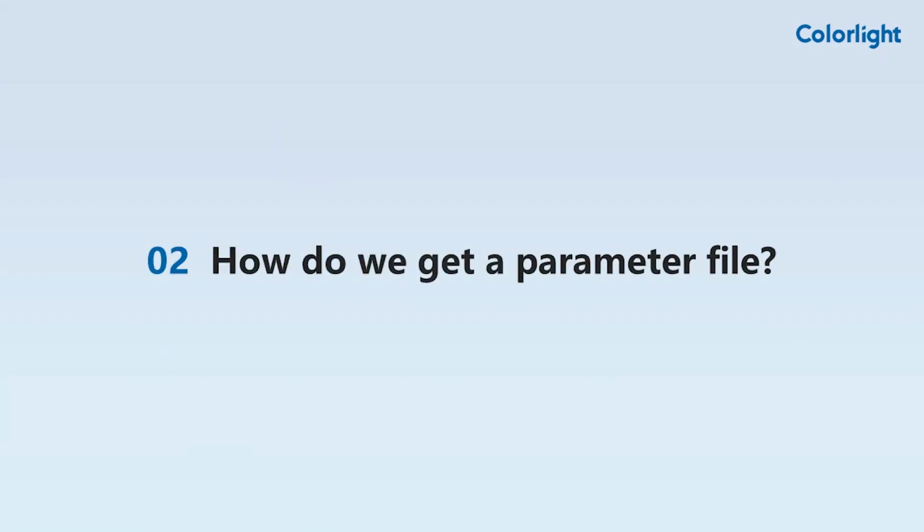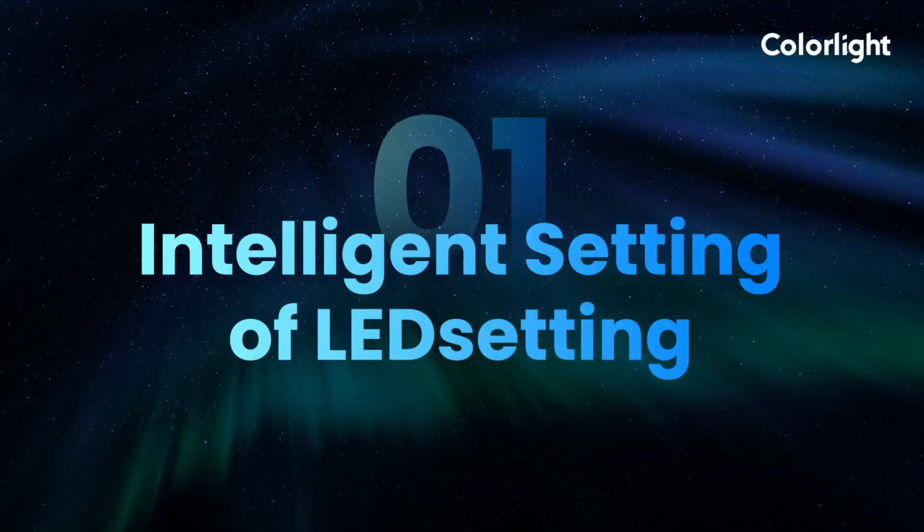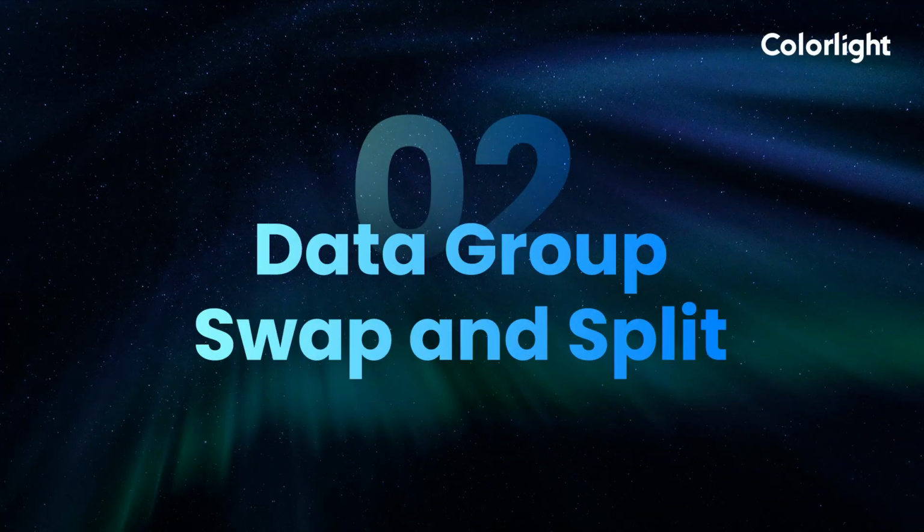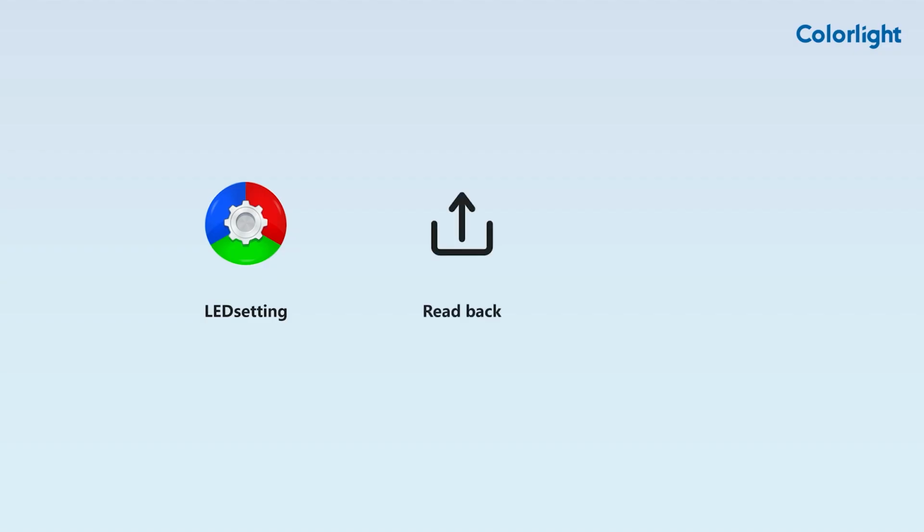Second, how do we get a parameter file? The first method is to make a parameter file by referring to tutorial videos 1 to 3. We can use LED setting software to configure the receiving card parameters and save them as RCVBP parameter files. The second method is using the LED setting to read back the previously saved parameter file from the flash memory of a functioning receiving card. Lastly, you can contact your supplier to provide the parameter file corresponding to the module.